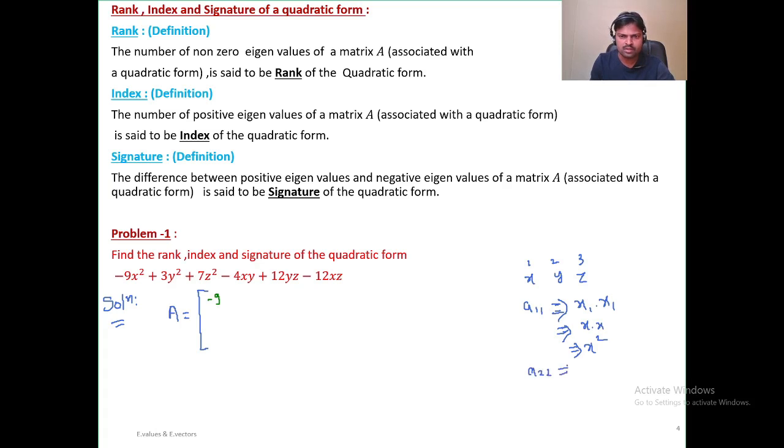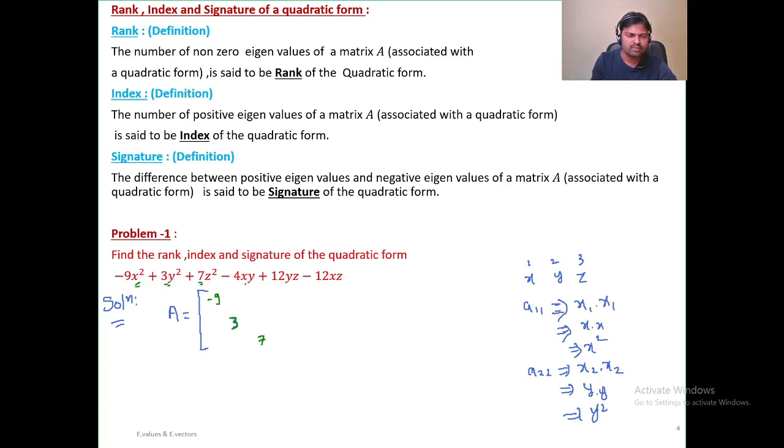Next A22, again the same story. A22 means x2 into x2, because the index is 2, 2. x2 is nothing but the second variable. What is the second variable here? Y. So y into y is nothing but y square. So A22 is nothing but the y square coefficient here. So A22 is 3. Similarly A33 is 7. Correct. Now these three are over.